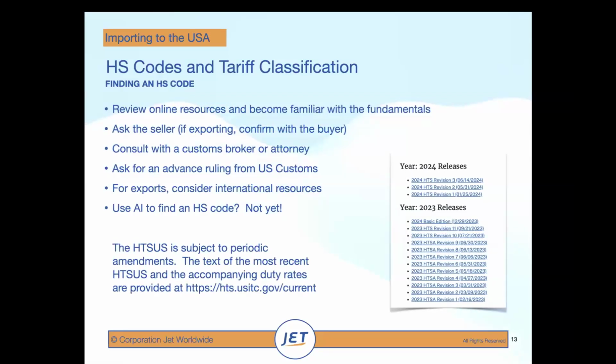And keep in mind that the HS code and the US codes, particularly, change regularly. They're updated. You can see here the 2024 releases. We have 3 already this year. In 2023, there were 12 editions. So they change regularly, and just keep in mind that it is a dynamic document, especially now that it's online. They can change it whenever, and they do change it often.